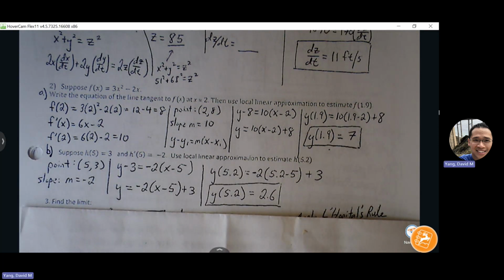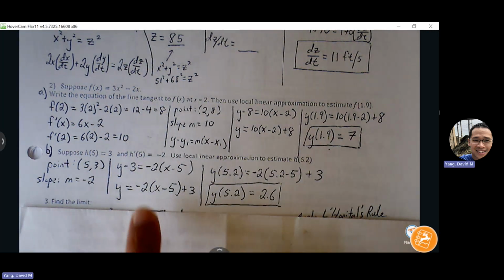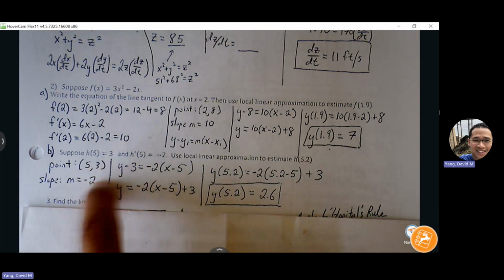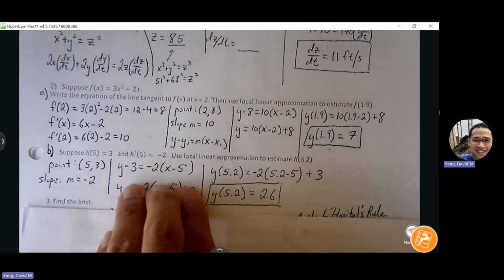Okay, ordered pair 5, 3, slope is -2, point slope form. I'll just move that 3 over to the right and then plug in the 5.2. So h prime of 5 equals -2. That's my slope. And my ordered pair is 5, 3. So once I have this in front of me, then I'm just going to use that.